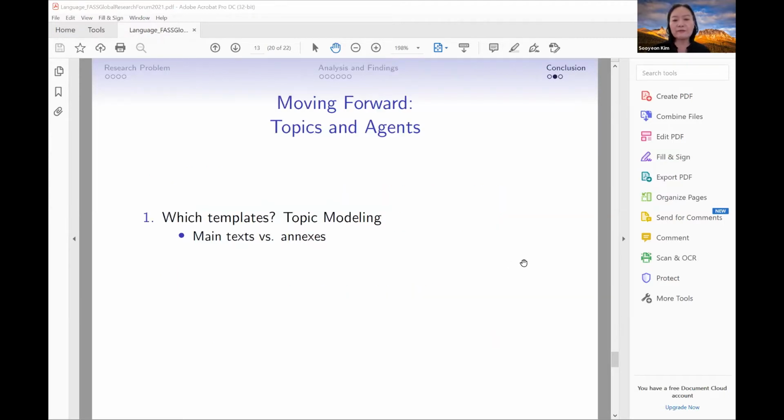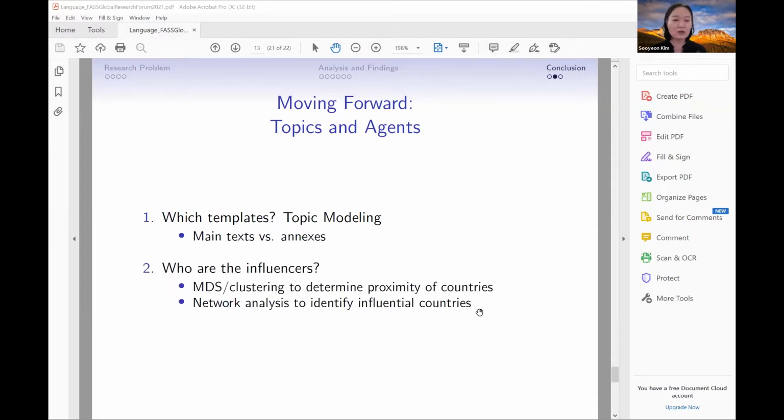Right. So moving forward, right, we have some work still under preparation that I do not really have time to show you. But of course, we want to know what's in the trade agreements, what's in the main text, what's in the annexes, what are the major topics. So right now we've undertaken some topic modeling on the main text versus the annexes. And perhaps if you have this form again, I'll show you the next set of results. All right. So the other question, of course, is to move from the topics and the texts to the agents, who are the governments. All right.